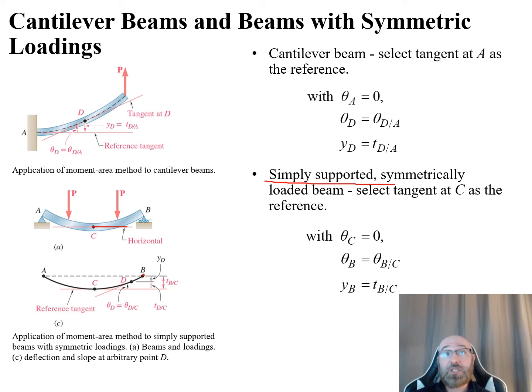We have the simply supported symmetric loaded beam. Select the tangent at C as the reference. So there's our tangent at C as the reference. This says that theta sub C is equal to 0. So therefore our theta at B is going to be equal to theta of B relative to C.